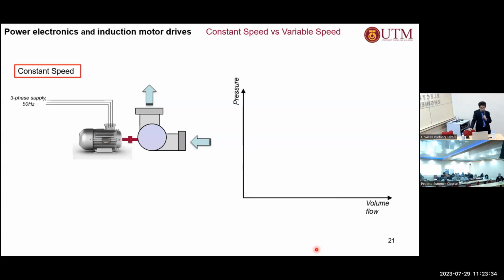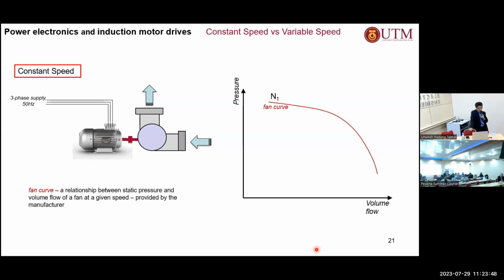If you buy a fan or a blower, they will give you what we call the static pressure versus the volume of air characteristics. At a given speed, there is a certain value of pressure and volume rate. This is what we call the fan curve, or the fan characteristics, which shows that if you want to reduce the volume flow rate of your blower or fan, then the pressure is going to be increased.